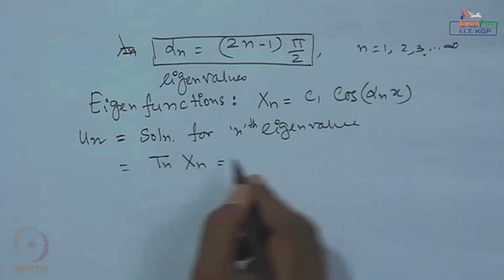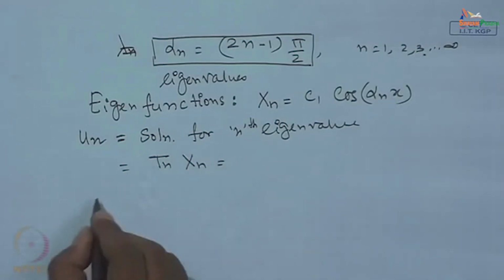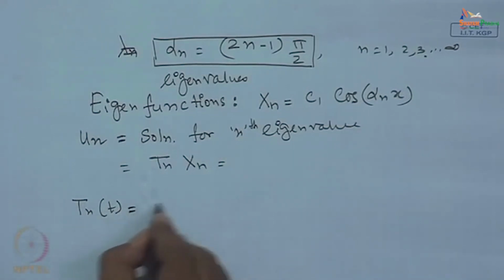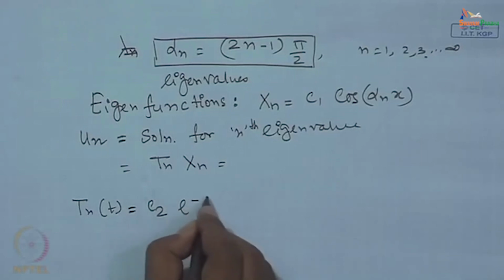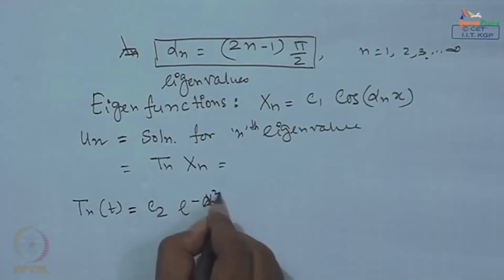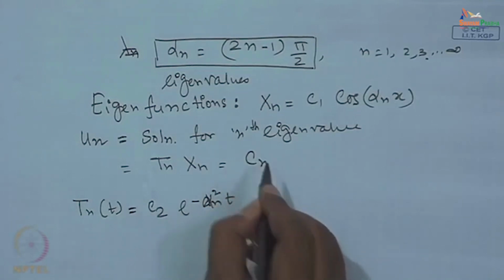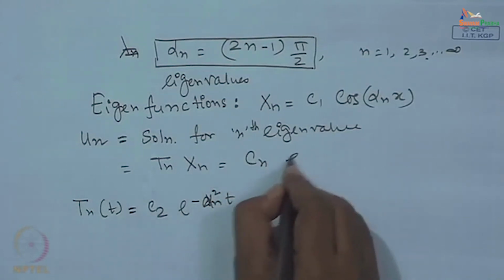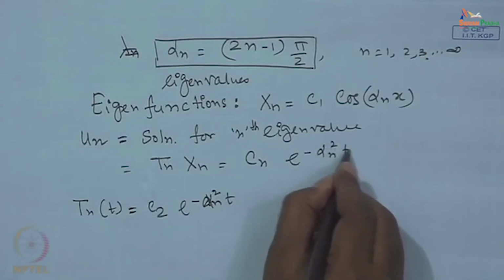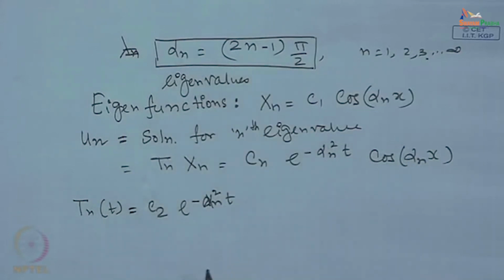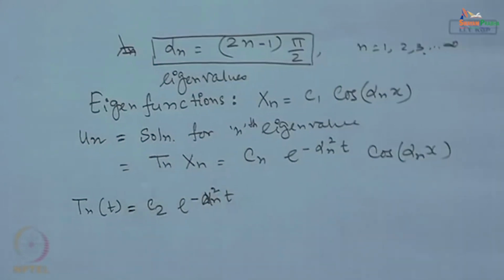So, if you look into the solution of T n, it will be exactly the same way we have done earlier. This will be C 2 e to the power minus lambda n alpha n square times t. So, if you multiply T n and X n, it will be C 1 into C 2. So, it will be a new constant. Let us say new constant is C n. It will be e to the power minus alpha n square t cosine alpha n x, where alpha n is given by this expression. So, now this is the nth solution corresponding to nth eigenvalue.